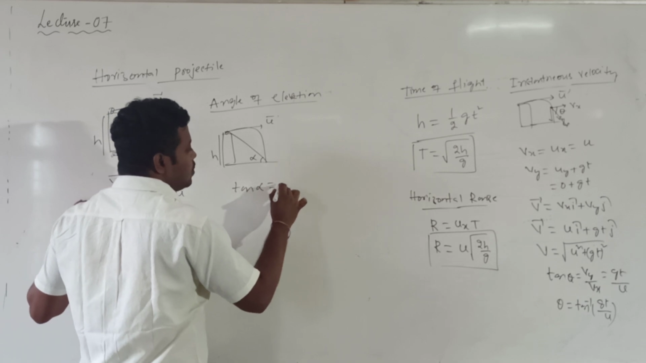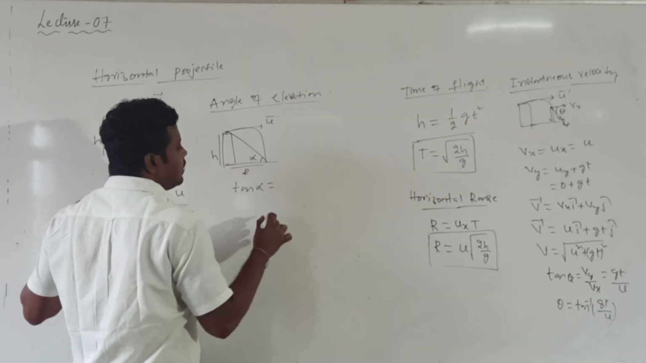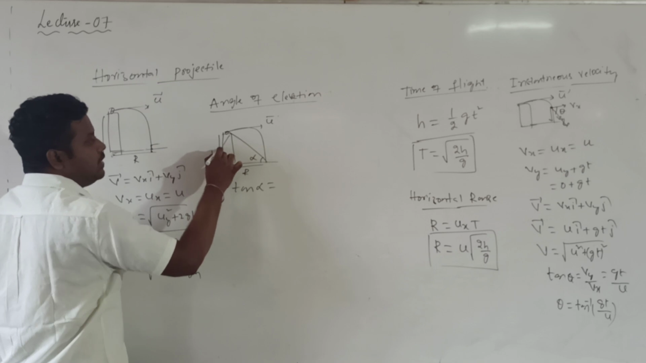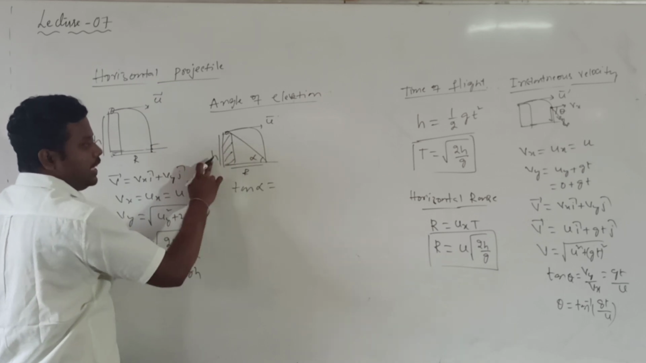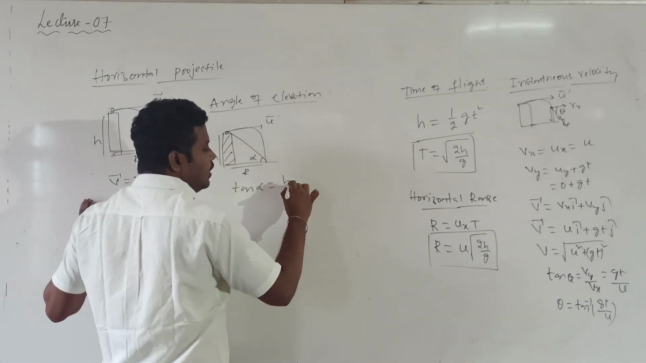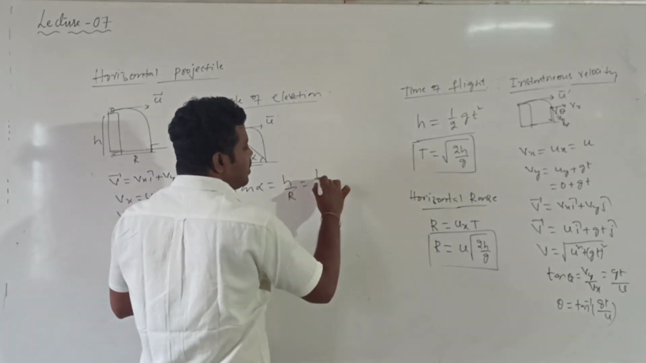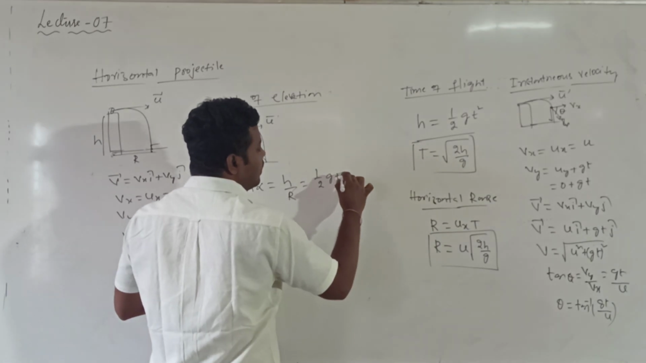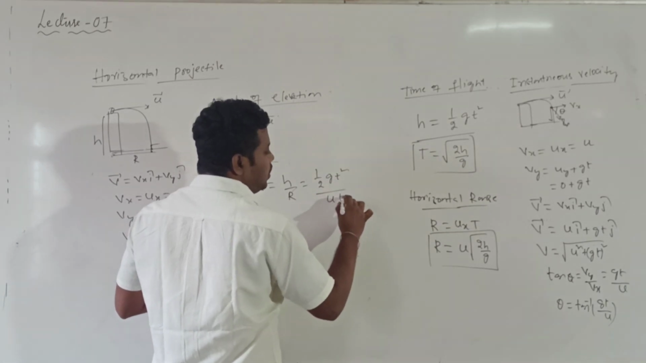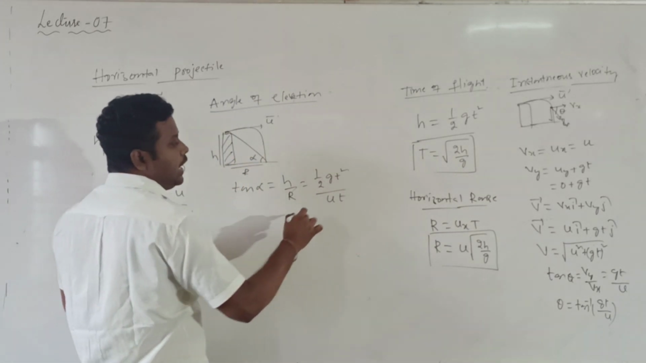Tan alpha. This value I know, R is the horizontal line. Tan alpha is equal to opposite side divided by adjacent side. This is the tower, so h divided by R. What is the h value? h is equal to half into g into t square. R value is given by u into t. Here t is the total time of flight.